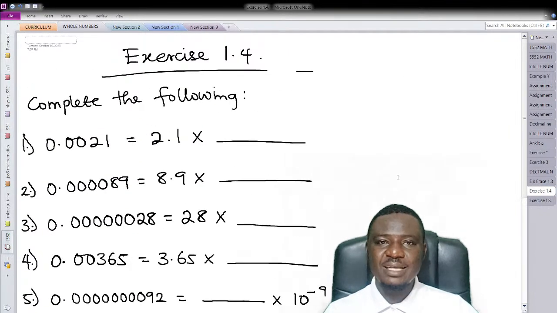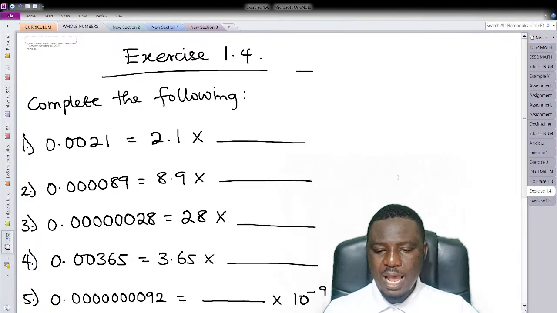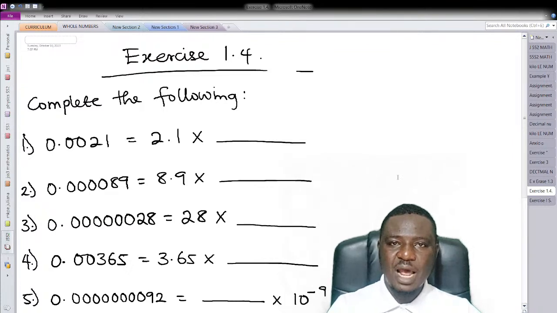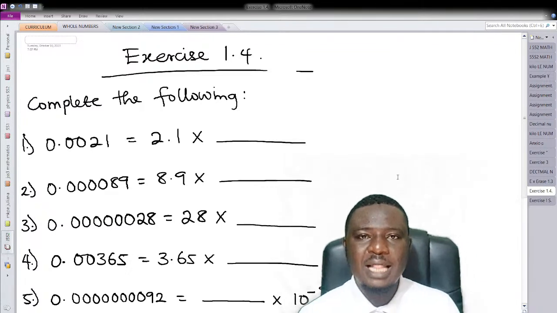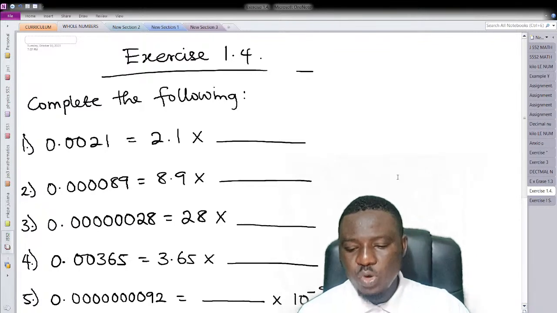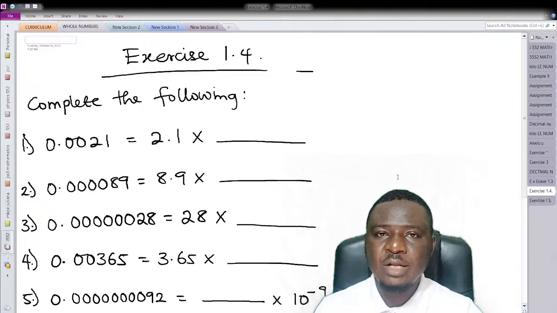In this exercise, I have been able to shorten it. I have given you the value of A. What you have to give me now is the index part. I'm going to solve question number 1 and then leave the rest for you to do, so you equally solve them. Question number 1 is 0.0021 times 10.